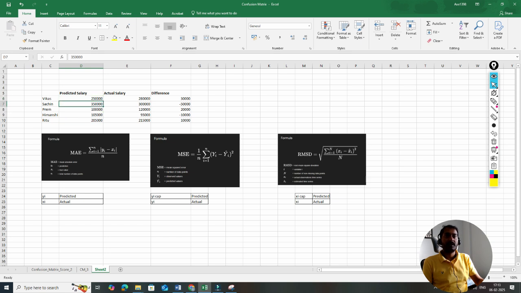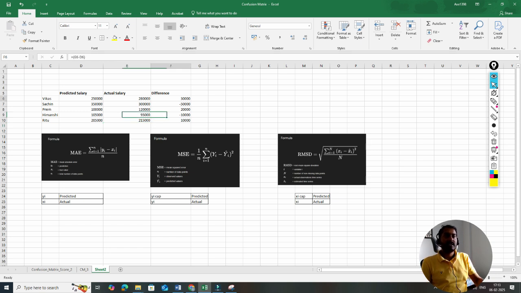These are the salaries. But once they got the offer letter, in the offer letter they got the actual salary. Vikas got 2,80,000, Sachin got 3 lakh, Prem got 1,20,000, and all the relevant values are here. Now, what is the predicted salary from the machine learning model, and what is the actual salary they got? So there is a difference, right? And this difference is nothing but a kind of error. So this is the error.